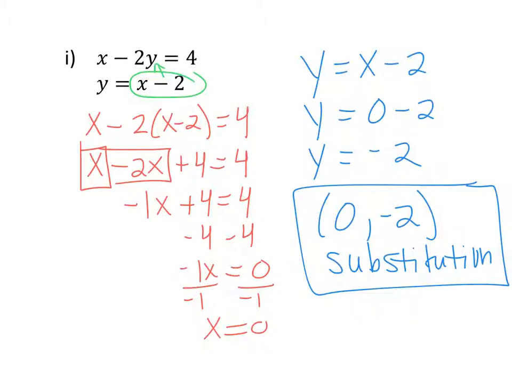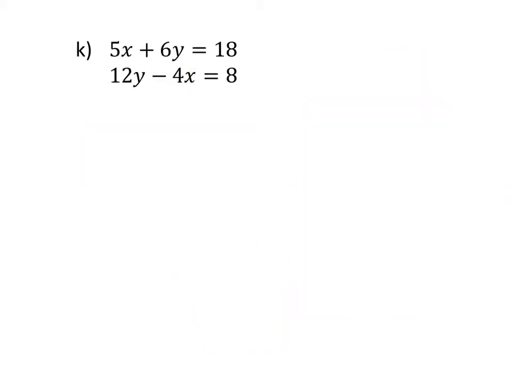Let's do one more. Let's take a look at k. For our first equation, 5x plus 6y equals 18. And then we have 12y minus 4x equals 8. Take a moment and look at those equations. Something's off about them. Do you see it? We have x then y in the first equation and y then x in the second equation. Remember, you need your x's and your y's and your constants lined up.